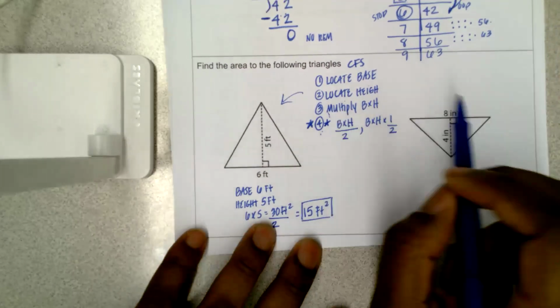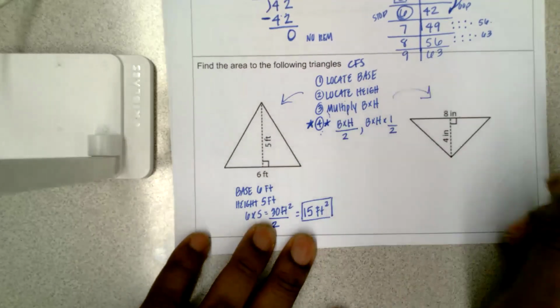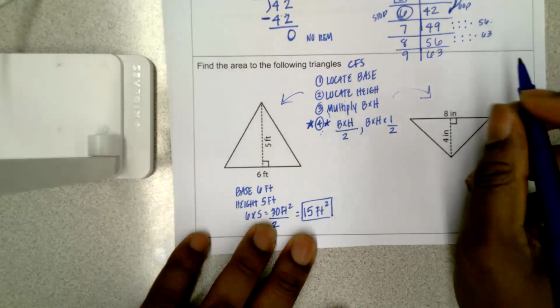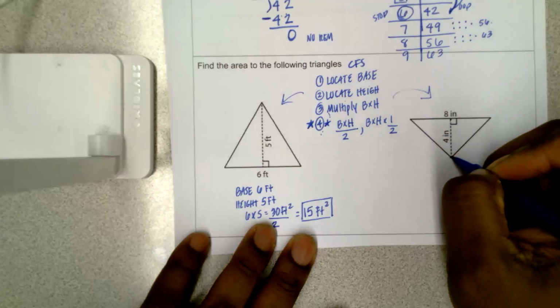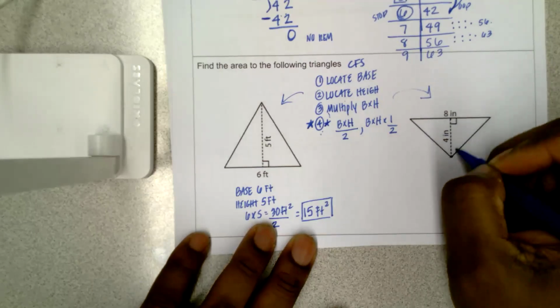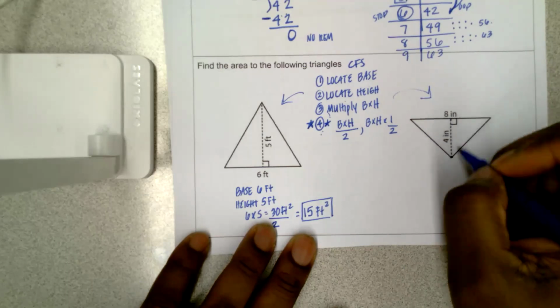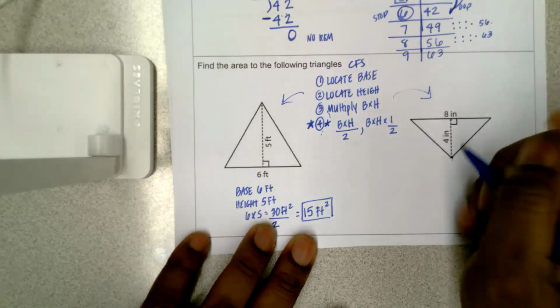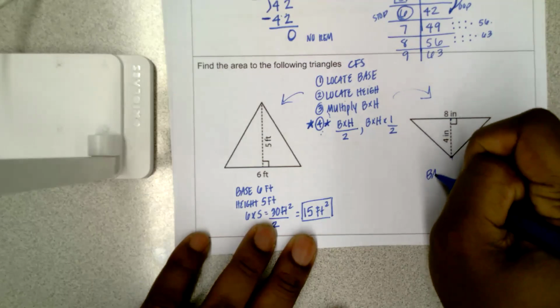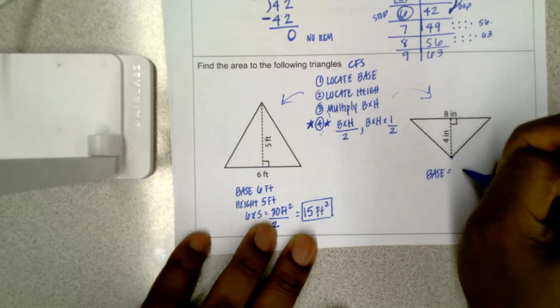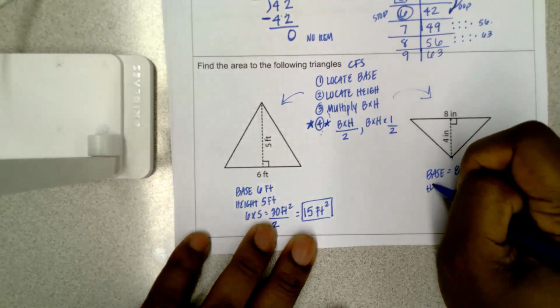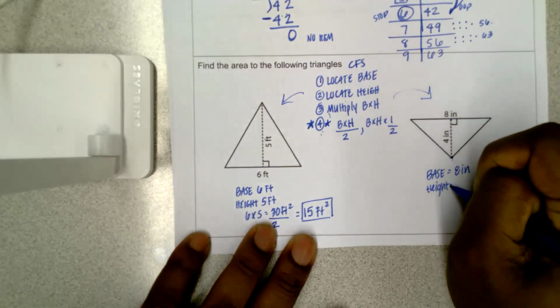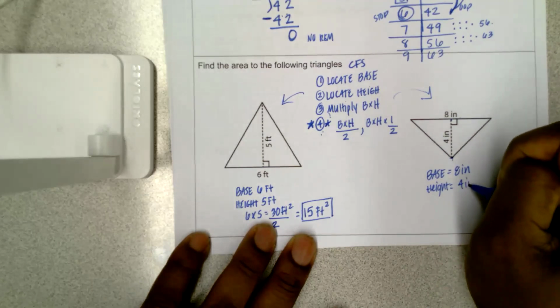Let's use the CFS to do this one now. My base, well, I know 4 is my height because the opposite vertex is here, and there's a perpendicular line connecting my base to its opposite vertex. So my base is 8 inches. My height is 4 inches.